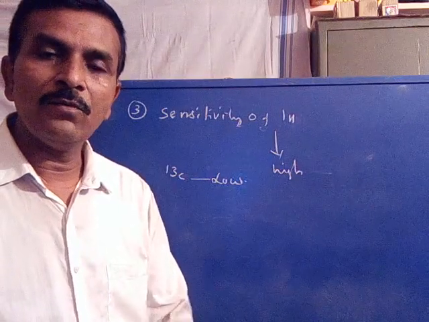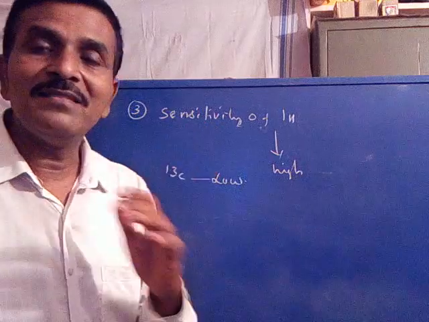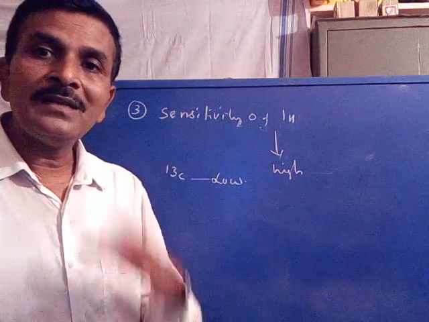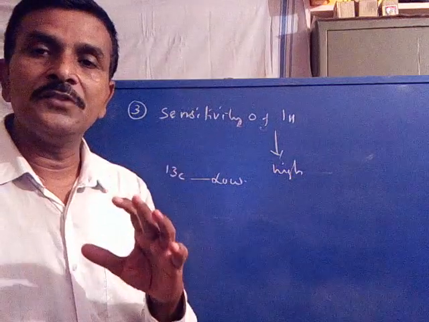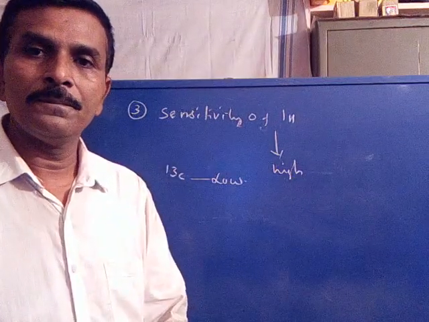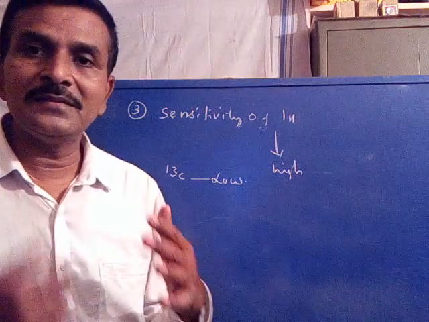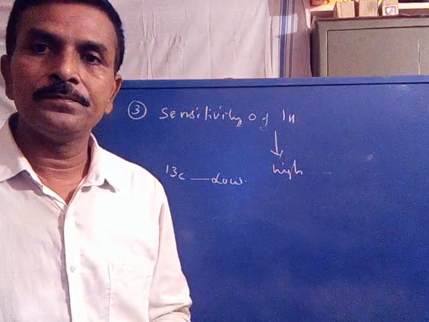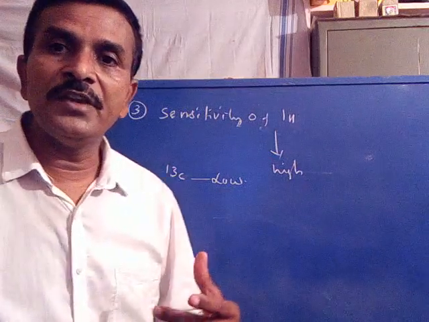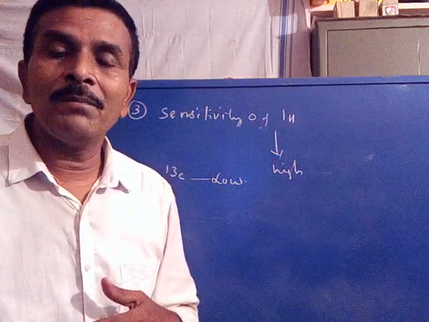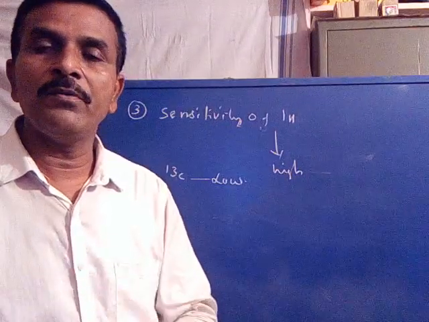Is it clear? Let us discuss what happens. Because of high sensitivity of proton, its signal in the spectrum appears with high intensity, sharp and intense. The signals from the proton appear sharp and intense, whereas, because of its low sensitivity, the signals from carbons appear with low intensity, not sharp.